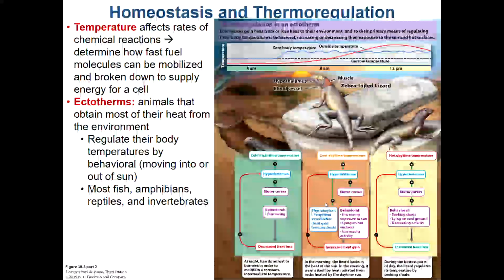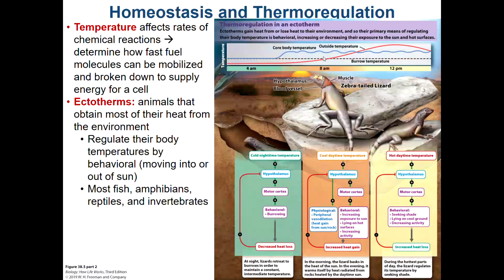The first are ectotherms. Ectotherms are animals that obtain most of their heat from the environment. So they regulate their body temperature by behavior. So they move in and out of the sun, for example. So this lizard in this picture will bask out on a stone in the sun to get warm. When it is warm enough, it can go into the shade to cool down. And so using these behaviors, it can change its body temperature.